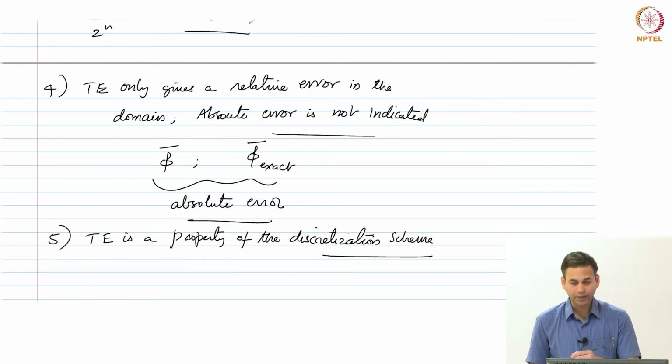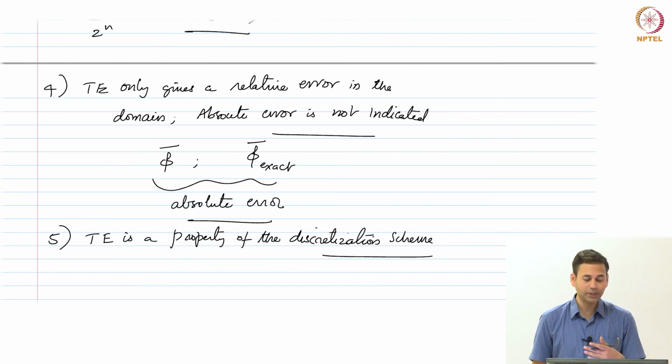So, the question is to explain the difference between truncation error and the absolute error. Truncation error only gives you an error in a relative sense, or the rate of decrease of error. For example, you take a mesh of delta x size, you make it delta x by 2, then the truncation error goes down by 1/4 if we have a second order scheme. That is what it tells you.